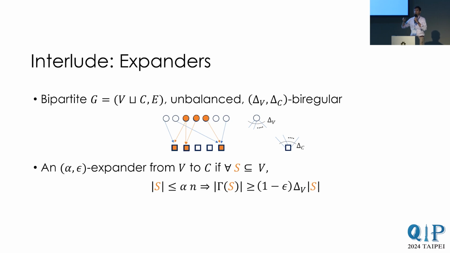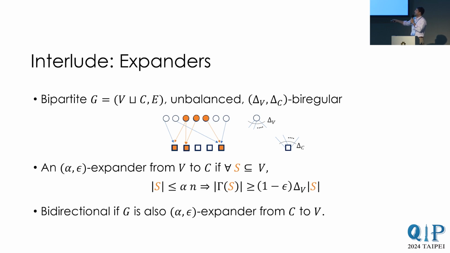And in an expander, you settle for almost that. Only an epsilon fraction of your outgoing edges are going to collide onto vertices. The rest of them are going to go out and meet new neighbors. So that's what it means to have an alpha epsilon expander. The alpha tells you how large of a subset you can consider, and the epsilon bounds the number of collisions. And this graph is said to be a bidirectional expander if it expands not only from V to C, but also from C to V. And these are the sorts of graphs that I'm going to be interested in today.